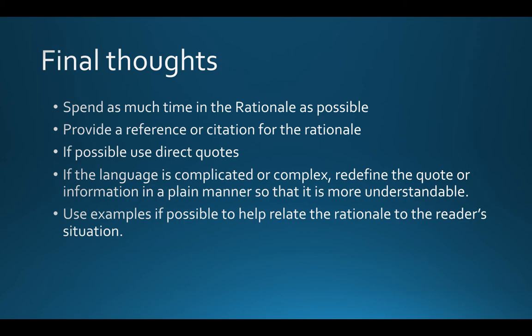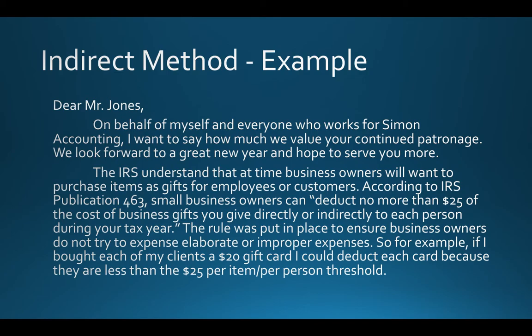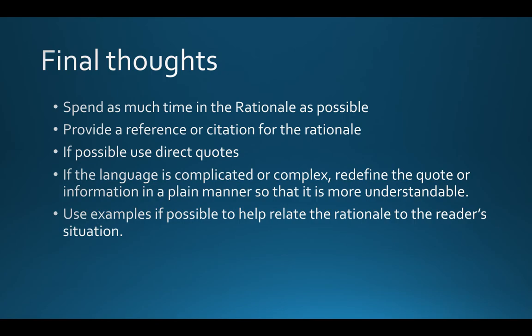In the previous case, if we look back at my example, at the very bottom of the second paragraph, I say, so for example, if I bought each of my clients a $20 gift card, I could deduct each card because they are less than the $25 per item per person threshold. So I provide an example that is not unlike what they actually did. They tried to give $50 gift cards to each of their employees. So I provide an example that clearly discusses what the rule was that I just put in place. That's very, very important if you can find an example to do that.